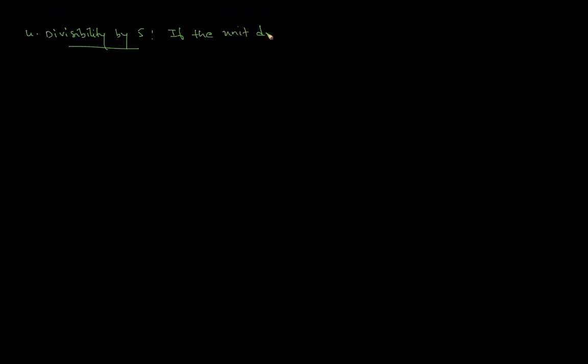Next, divisibility by 5. How can we say whether the number is divisible by 5 or not? If the unit digit is 0 or 5, then we can say that the number is divisible by 5. Example, 995, 750.